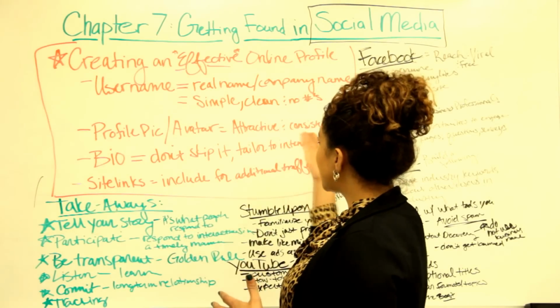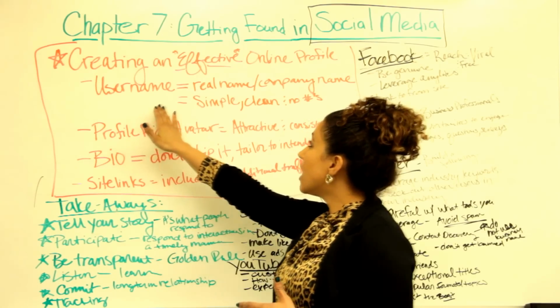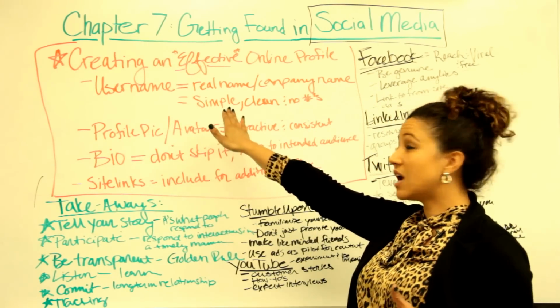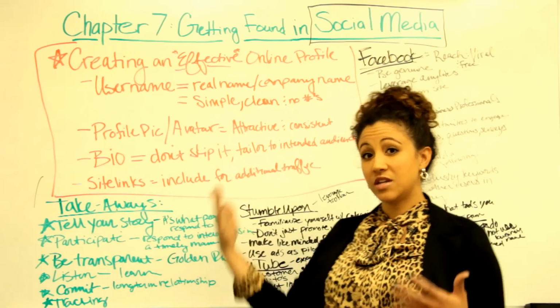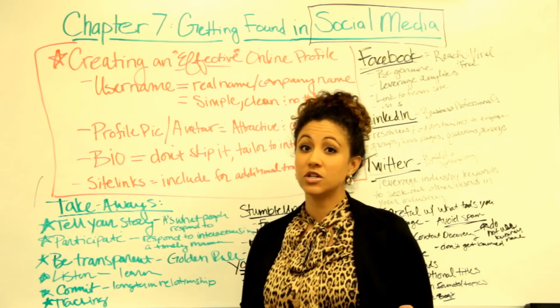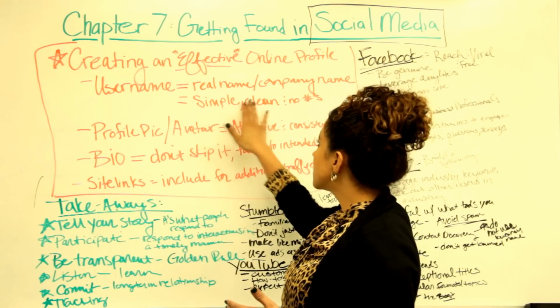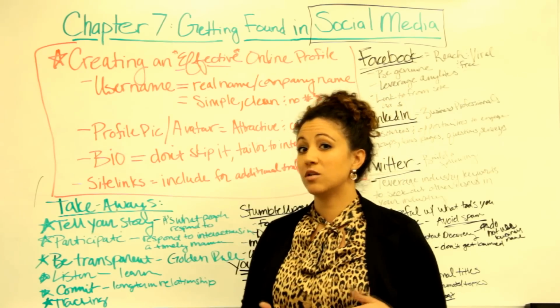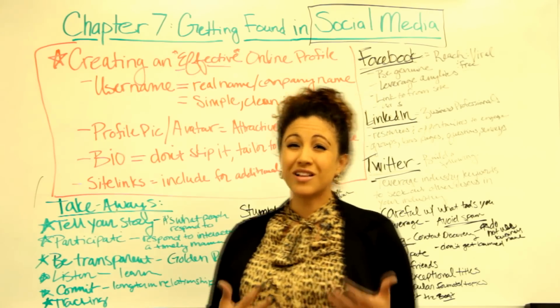So for creating an effective online profile, we want to make sure that we're thinking about the username that we use. It's suggested in the book that you use either your real name or your company name, depending on the site, your own personal usage, and the overall strategy. We also want to make sure that it's simple, clean, and that there aren't numbers associated with it. What I mean by simple is, sometimes we try to be really clever, but that's hard.